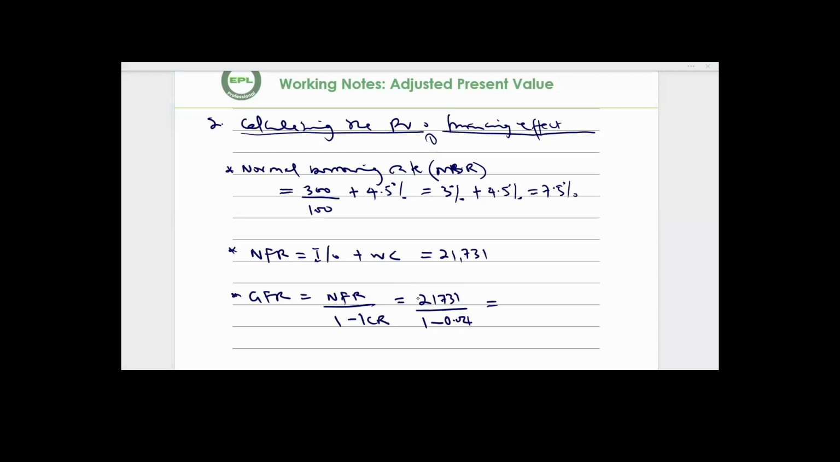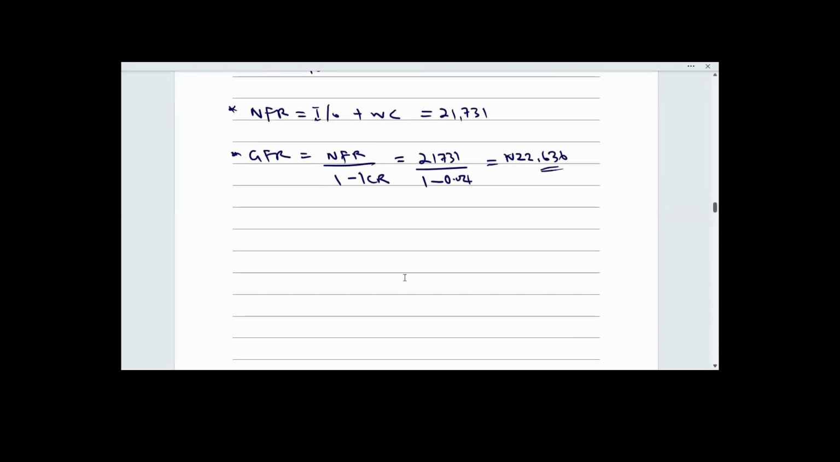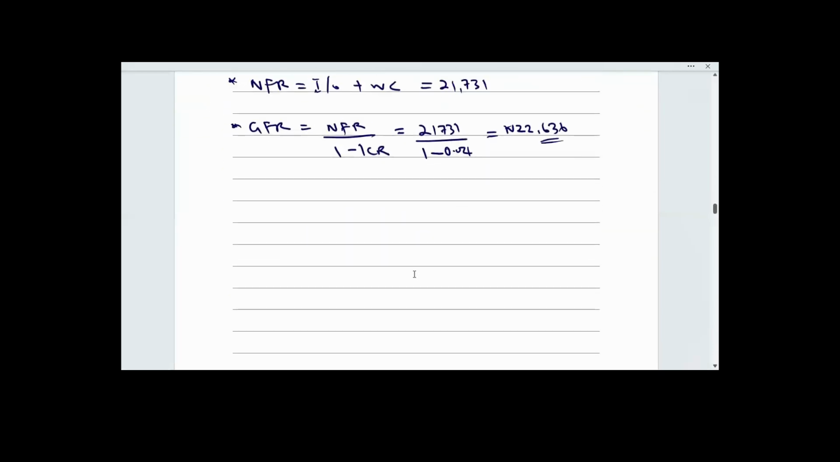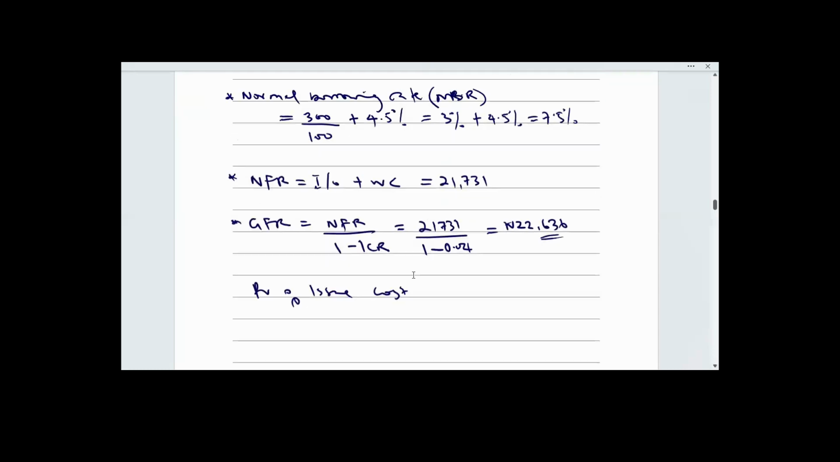21,731 divided by 0.96 equals 22,636. Okay, 22,636 is the gross finance required. At this point, I can then calculate my present value of issue cost. So the PV of issue cost, that will be my working number.